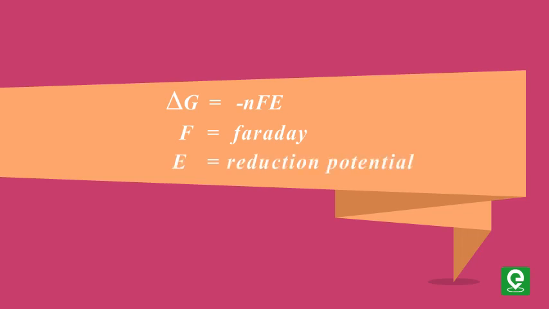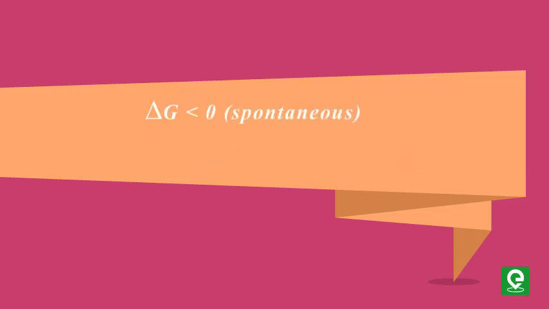It can be calculated using the Gibbs free energy formula. Delta G is equal to minus nFE. Here, F is Faraday and E is the reduction potential. If delta G is negative, the reaction is spontaneous. For any given cell, the metal with negative delta G will oxidize to lose electrons.